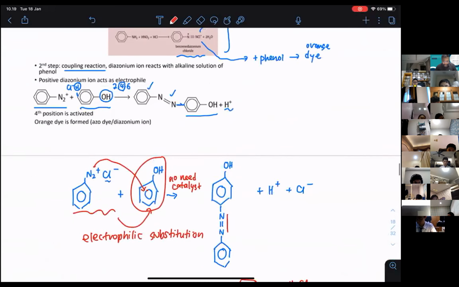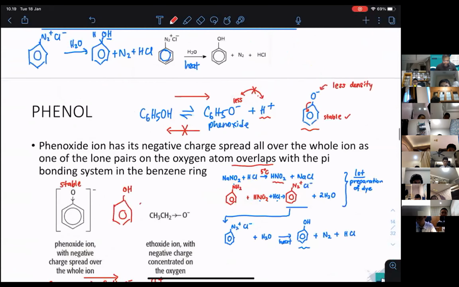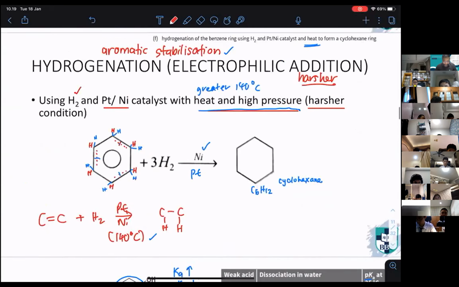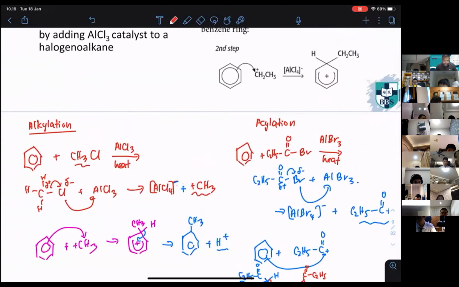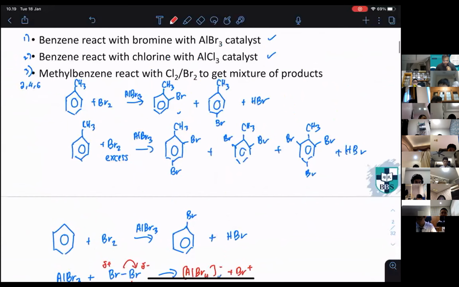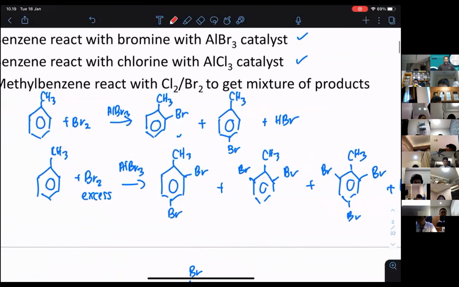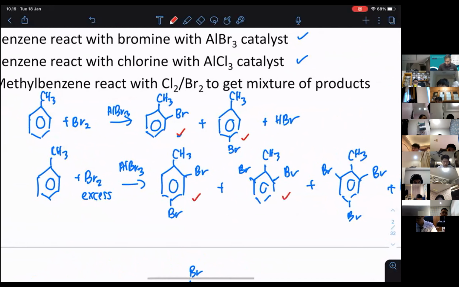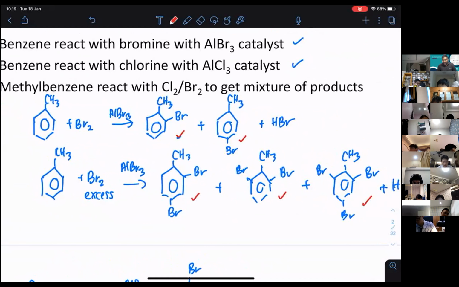Okay, I'll just straight away show you what we did just now for methyl. If you look at the methyl, without excess, under normal condition, you have a 1 by 1 mixture. When it is excess, you have this combo, and then you have the final combo. But when it comes to phenol, they go directly to the jackpot. They go straight away.